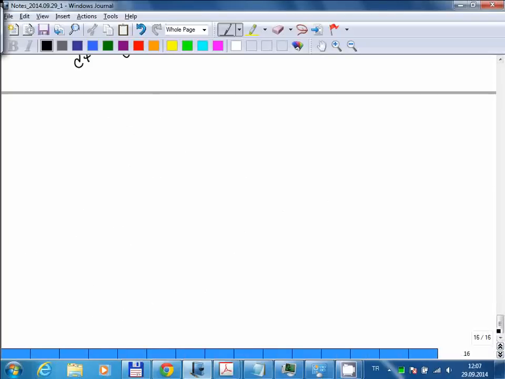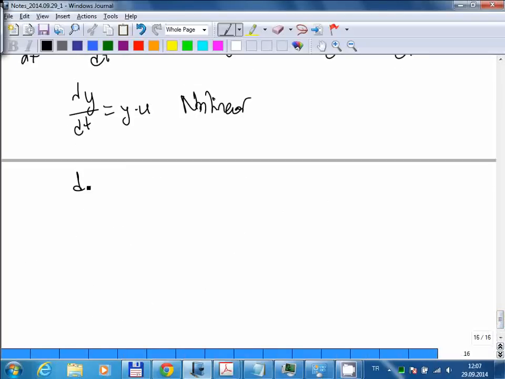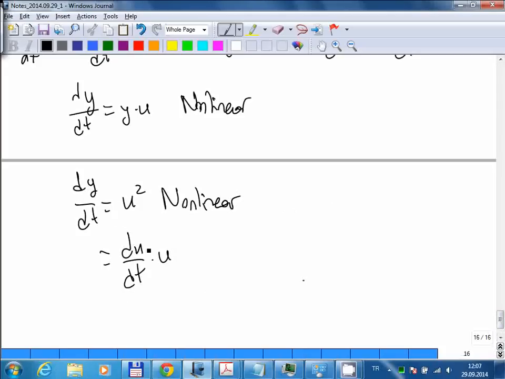Or if you have something like u squared, this is also nonlinear because this time you have the input signal u multiplied by itself. So that's another high order term. So this is also a nonlinearity. Or something like du over dt times u. This is also nonlinear because this time you have the multiplication of these two terms.